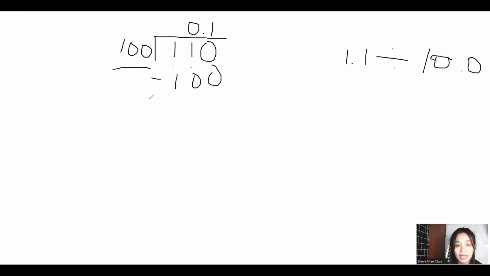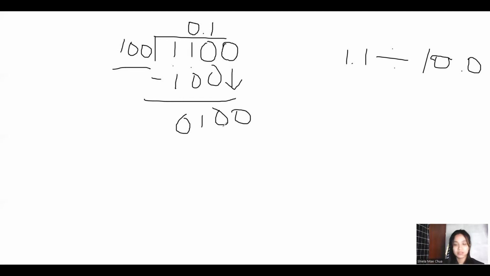Now perform the binary subtraction. 0 minus 0 is 0. 1 minus 0 is 1. 1 minus 0 is 0. Now, we can also put another 0 here. So bring down 0 here for us to get the 0 as the last.